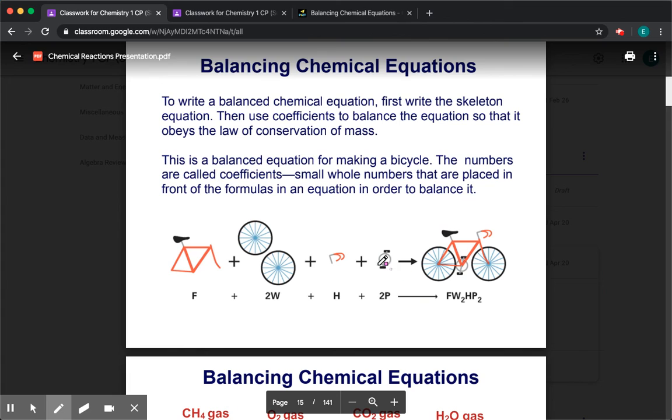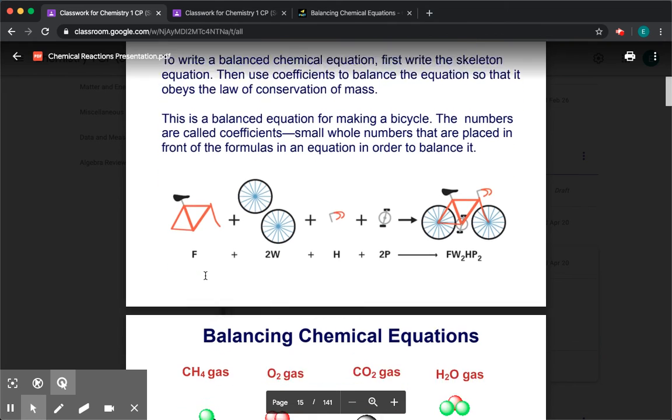So separated, these are all the parts. You put them together, you have a bike. But if you count all the parts on the bike, it should be the same as when they were separated. Okay? Hope that makes some sense.